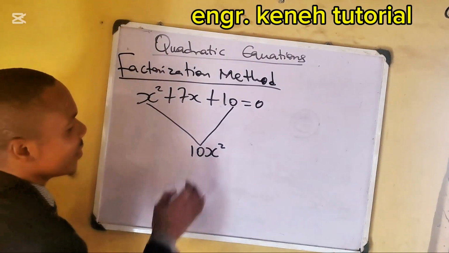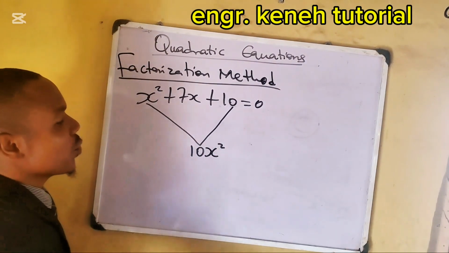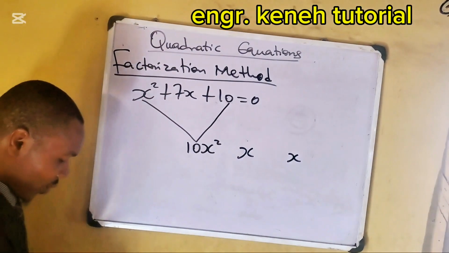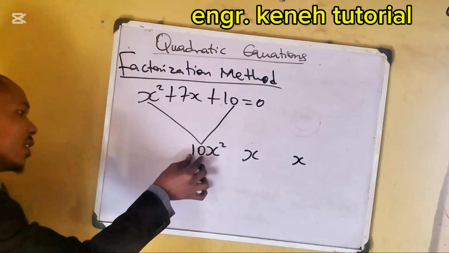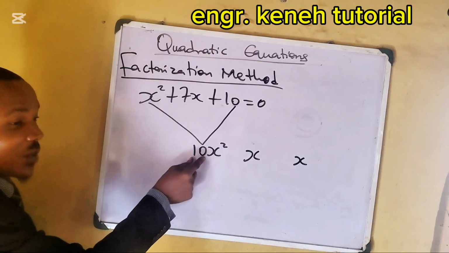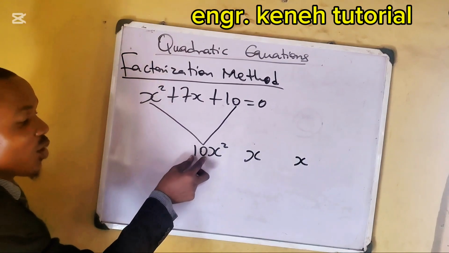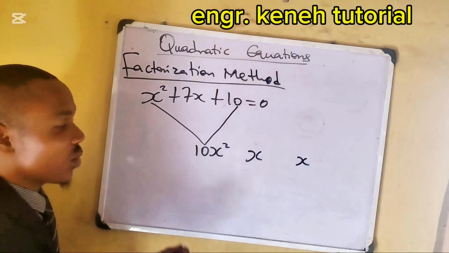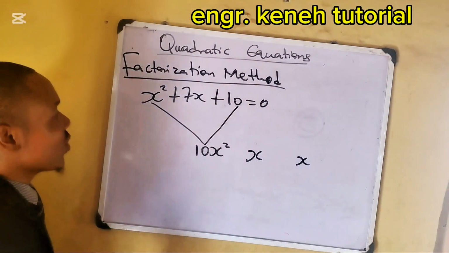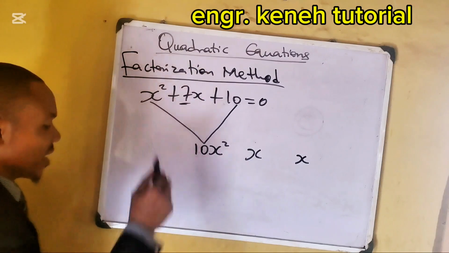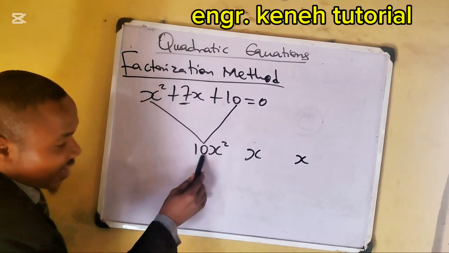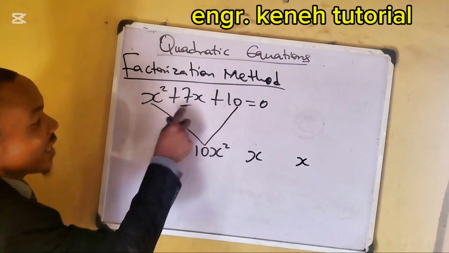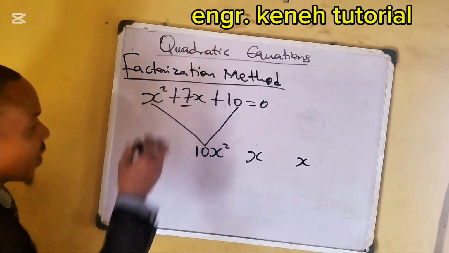Then after doing this, you have x raised to power 2. So you split this. You have x here, then you have x here, because x times x will give you x raised to power 2. Then you think about the factors of its coefficient, which is 10. Think about two factors of 10 that when you multiply them together, you will get 10. And when you add them together, you will get this middle one, which is 7. When I add them together, I will get plus 7, which is this coefficient of x here.